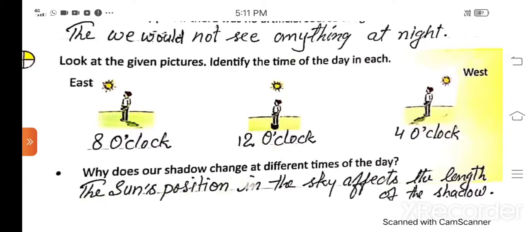Why does our shadow change at different times of the day? The sun's position in the sky affects the length of the shadow. It is said that the position of the sun in the sky changes or affects the length of the shadow.